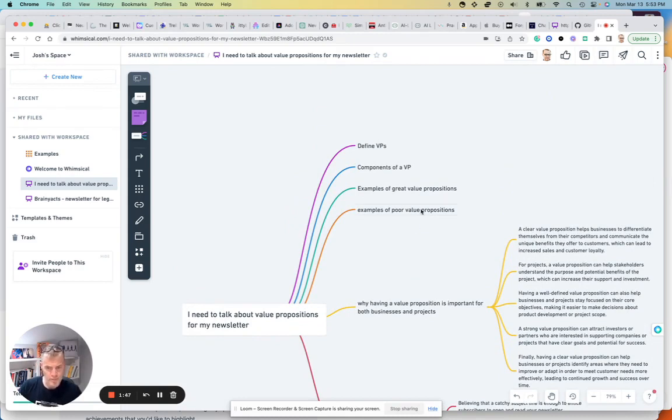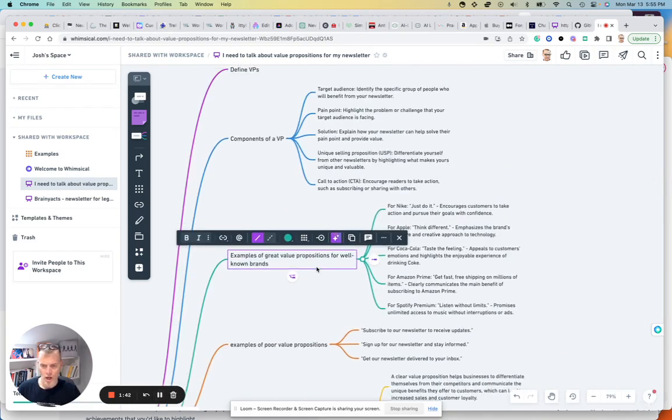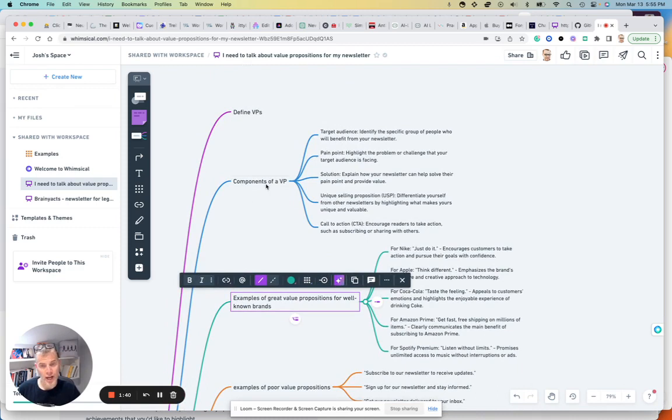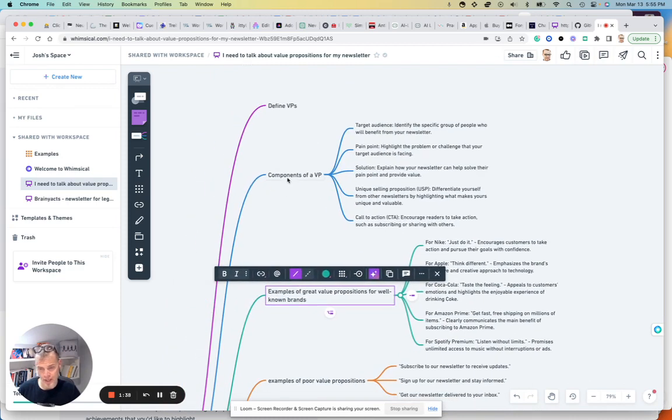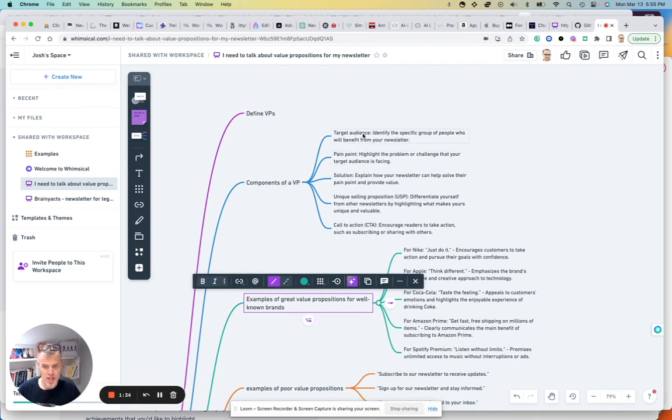So let's go up to examples of poor value propositions and see how well it does. This will be the last one we test. Okay, so I actually built some more out here. One of my mind map nodes was components of a VP, and it did a pretty good job. You need a target audience, a pain point, a solution, a unique selling proposition, and a call to action. I mean, there are many definitions of what a value proposition is. This is one of them, and it broke out the components really, really well.